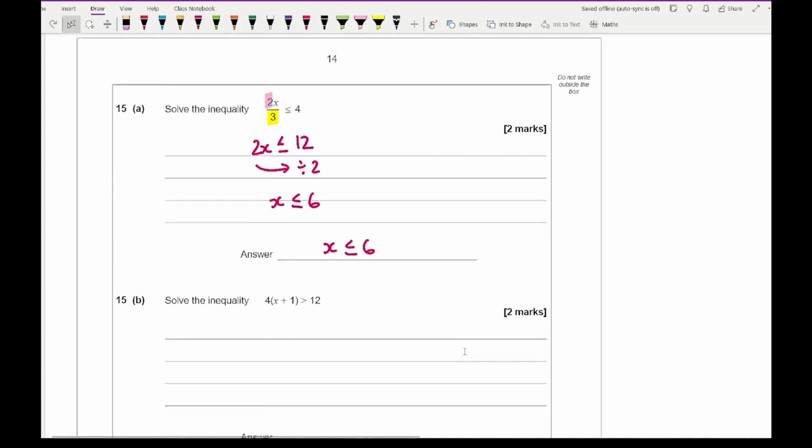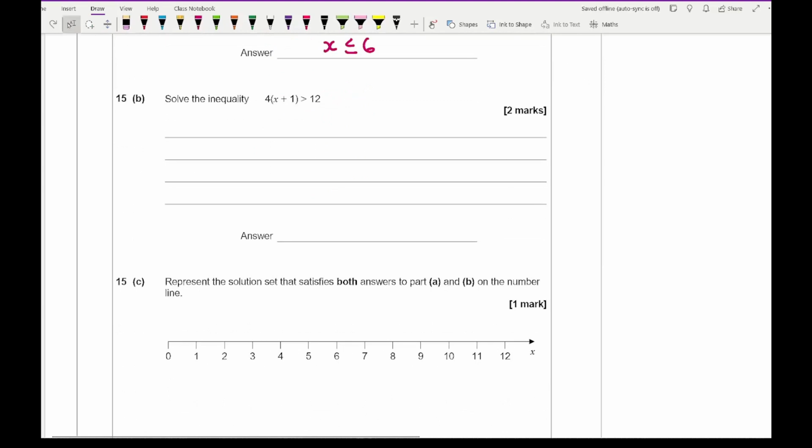Then moving on to 15b, here we've got a bracket and an inequality. So here we expand the bracket, although it's not essential, I could have just divided by 4. Then get rid of this 4, so I take away 4, so I've got 4x is less than 8, and then divide by 4, in which I'm left with x is greater than 2.